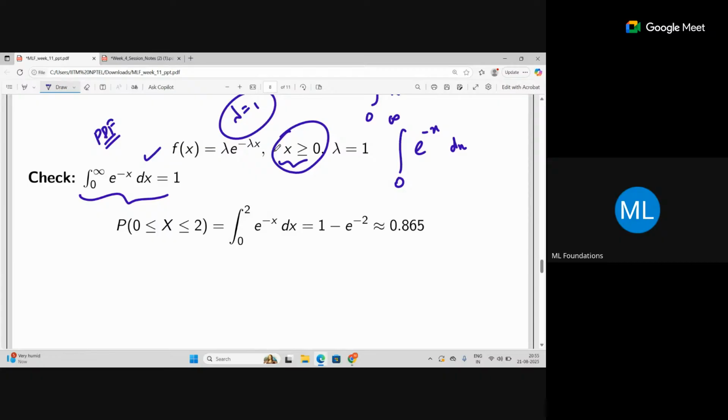The mean for this distribution is 1 by lambda, and the variance, rather than the standard deviation, is 1 by lambda square. So generally it is written like this: the expected value E of x equals 1 by lambda, and the variance of x is 1 by lambda square. Got it, sir?